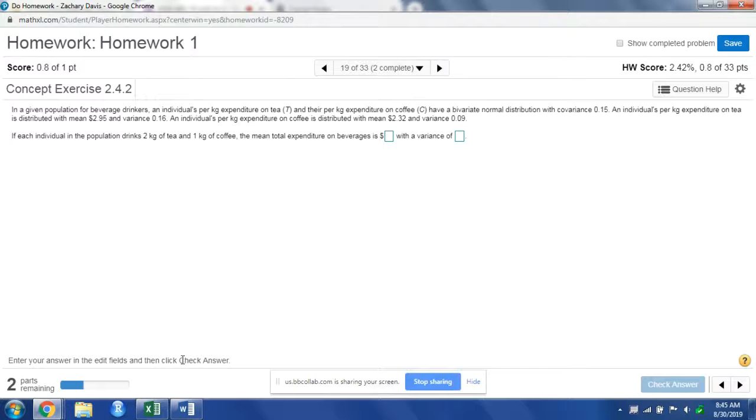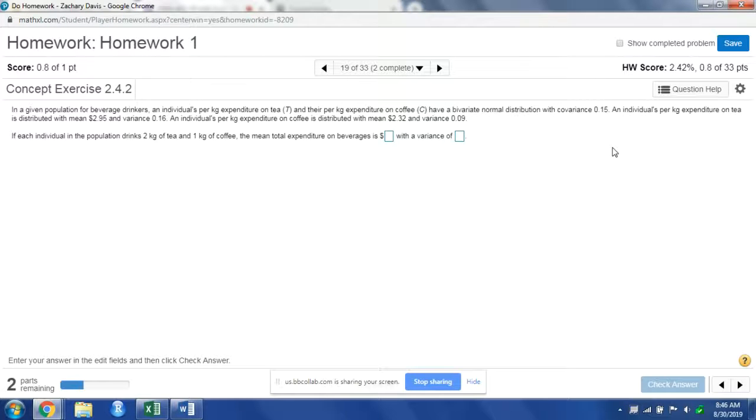Let's say you have this question, and a given population for beverage drinkers and individuals per kilogram expenditure on tea and their per kilogram expenditure on coffee have a bivariate normal distribution with a covariance of 0.15. An individual's per kilogram expenditure on tea is distributed with a mean of 2.95 and a variance of 0.16. An individual's per kilogram expenditure on coffee is distributed with mean 2.32 and a variance of 0.09.